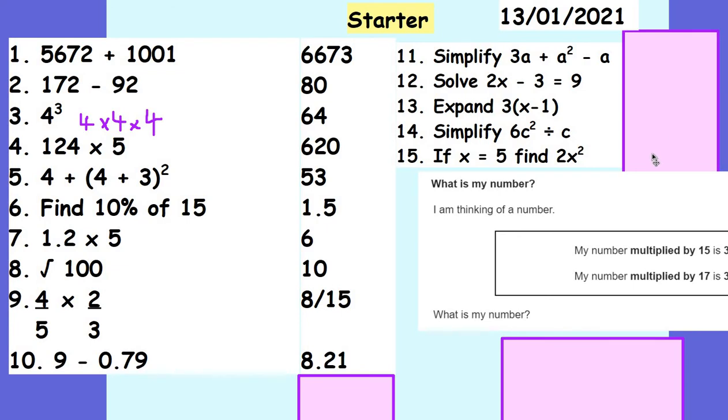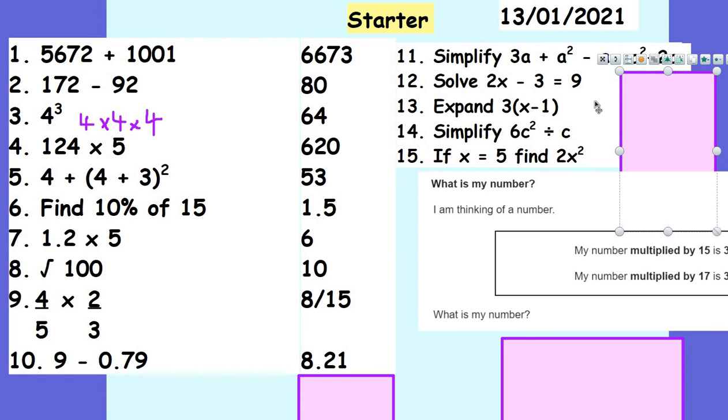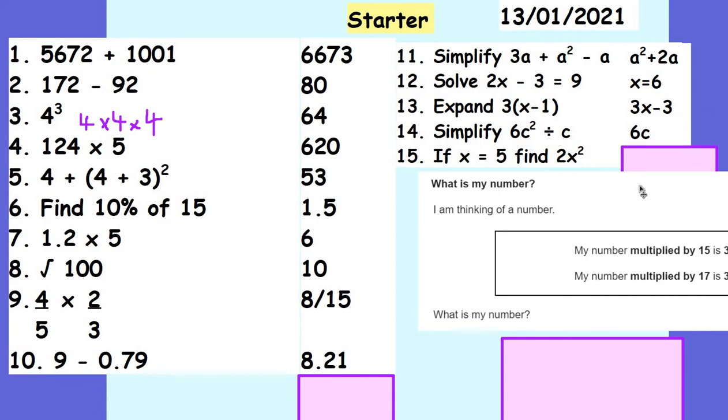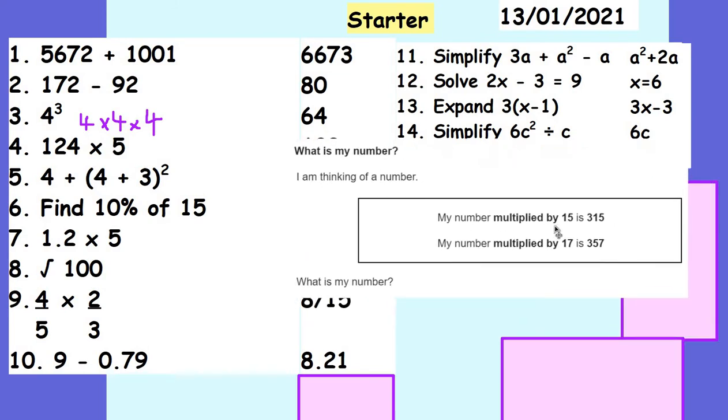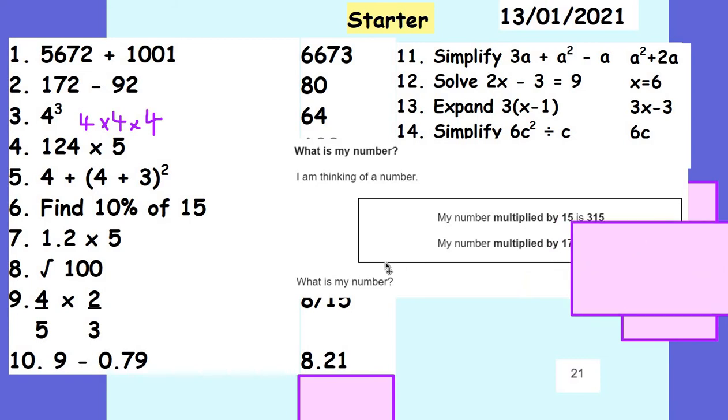If you did my algebra questions, I was looking for a squared plus 2a. Solving that equation, you add 3 to both sides. That gives you 2x is equal to 12. You then divide both sides by 2, and that gives you x is equal to 6. Expanding that bracket will give you 3x subtract 3. If you then simplify that, you want to divide c squared by c, and that's going to give you 6c. And if x is equal to 5, 2x squared is going to be equal to 50. If you did my extension question, I asked you what is my number. My number was 21. Well done if you got that right.